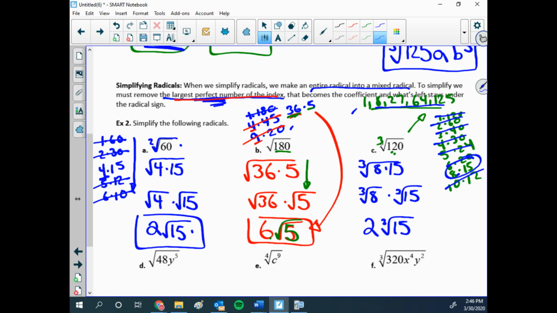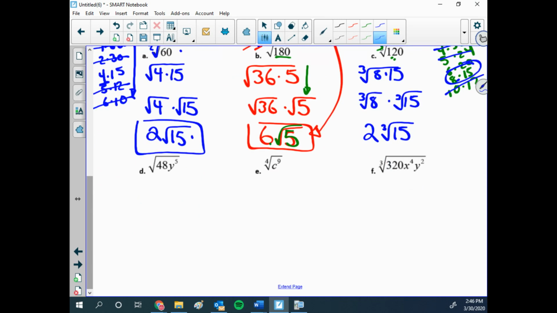So then I'm going to take a quick look at how to do this now once we start looking at variables. Best way to do this is, let's just break this up. So I'm going to say, well, here's the square root of 48, and here's the square root of y to the power of 5. So let's just look at 48 first of all. I know that the highest perfect square that can go into 48 is 16. 16 times 3 is 48. So I would just break this up into 16 times root 3, which is 4 root 3.